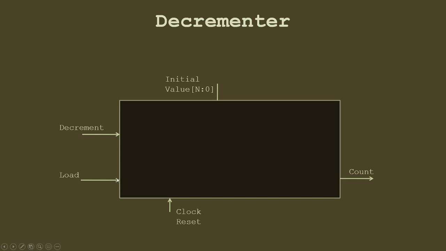For example, if it's a traffic light that waits for 60 seconds, I can load an initial value of 60. So I'll assert load and at the same time apply 60 as the initial value. That will be loaded in the counter, so we'll have output 60 at that moment. Then after every second, I can assert decrement for one cycle, and on that rising edge of clock it will be decremented by one, so it will be 59 in the next second, and so on until it gets to 0, and that value we can see at the count.